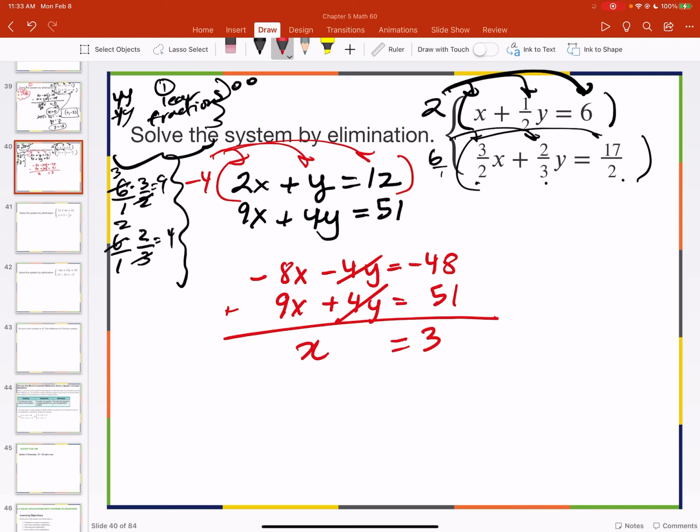Now let's solve for y. I'm going to put it into this equation up here, actually, because this is kind of easier. See how y is by itself here? That's easier than plugging into either one of the originals.